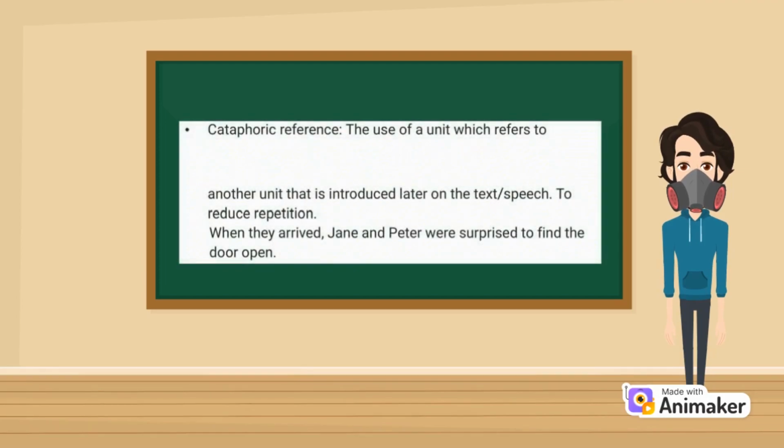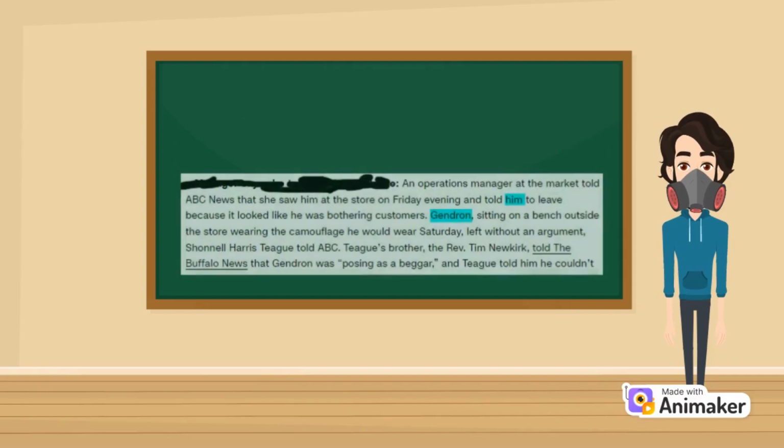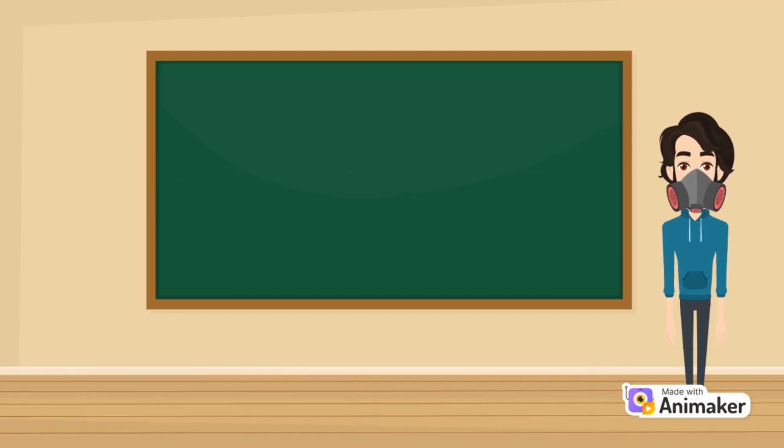Cataphoric reference, defined as a unit that refers to another unit which will be introduced later in the text. In this example, if we don't count the bold lines at the start of this paragraph, we are first introduced by a him, that is later mentioned by his name, Gendron.